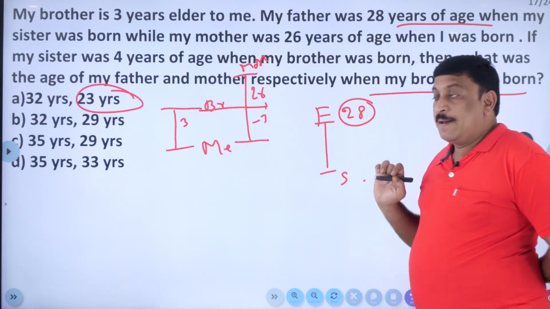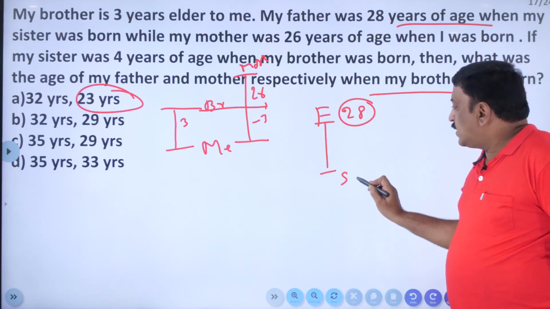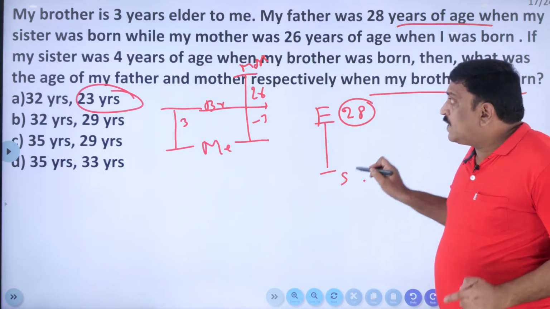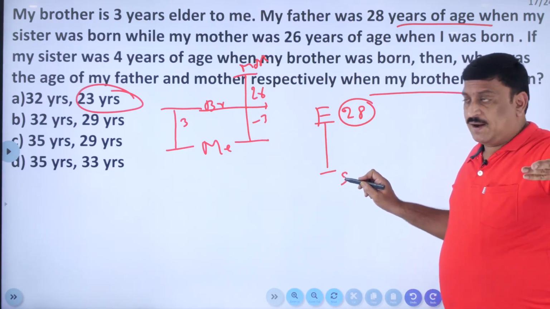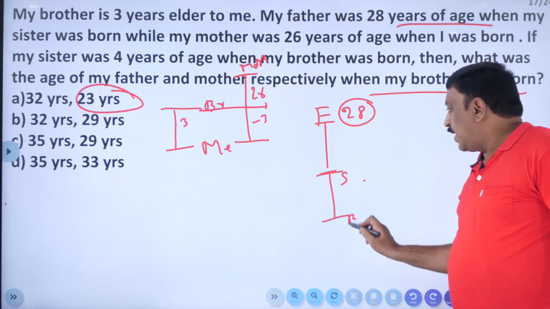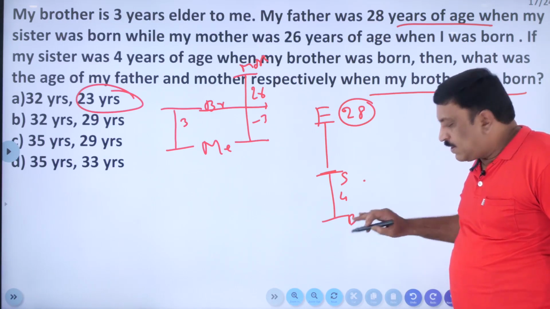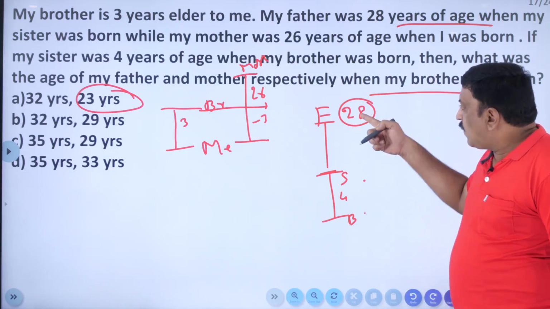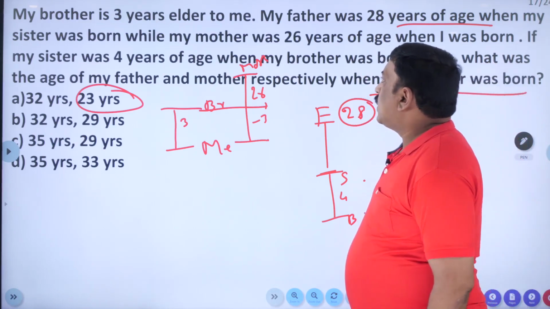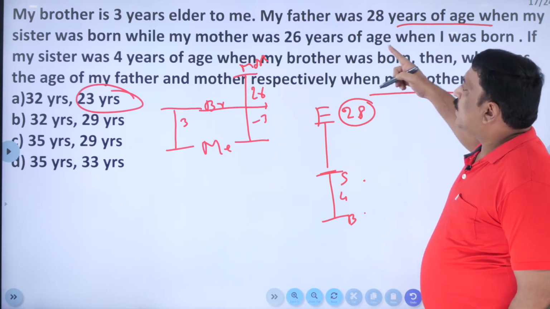Now here see this one, father and sister, 28 and this is sister. But my sister is 4 years elder to my brother. My sister is 4 years elder means definitely he is younger. So who is this person? That is brother. My father was 28 years when my sister was born.